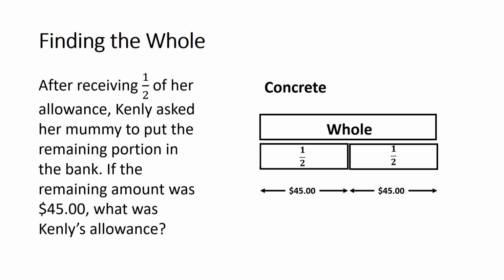So therefore, we can easily see, to determine Kenny's allowance, we could simply multiply 45 times 2. Multiplying 45 by 2 is the same as multiplying 45 by 2 over 1. 2 over 1 is just the improper fraction that is equivalent to 2. And this will give me 90.